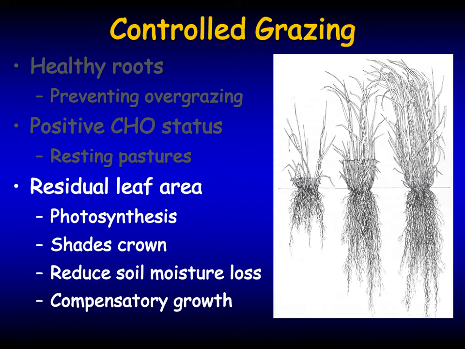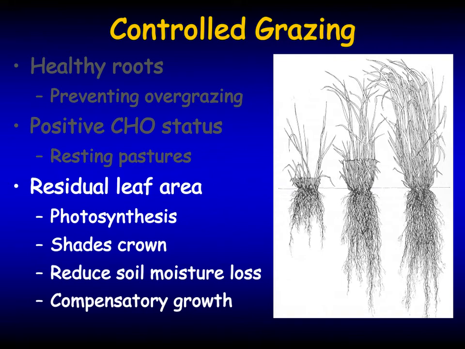We can alter the temperature of that soil just by how much residual we leave in that pasture. If we leave residual, we're going to moderate the temperature of the soil. That's going to moderate the temperature of the crown of the plant. It's going to help it survive that drought stress, and it's going to reduce water loss from that soil compared to if we had it exposed and it was 120 or 130 degrees.